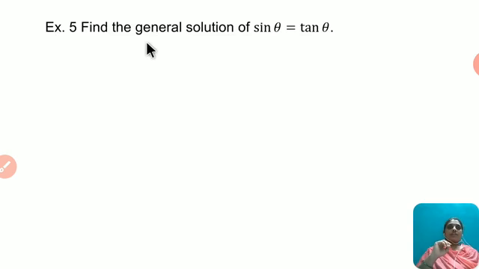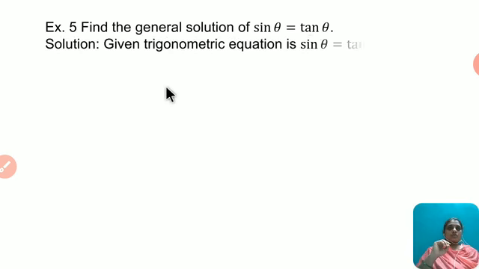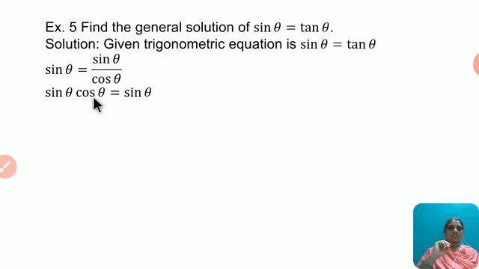Now see the next example, example number 5. Find the general solution of sin theta is equal to tan theta. So given trigonometric equation is sin theta is equal to tan theta. Now we convert this tan theta in terms of sin and cos. So here we get sin theta is equal to sin theta upon cos theta. Now take this cos theta in LHS. So it goes in multiplication. So we get sin theta into cos theta is equal to sin theta.